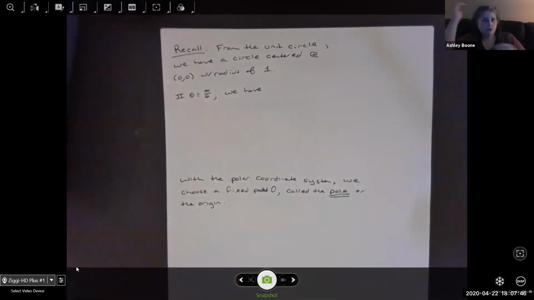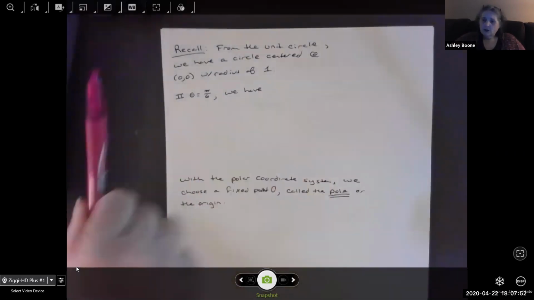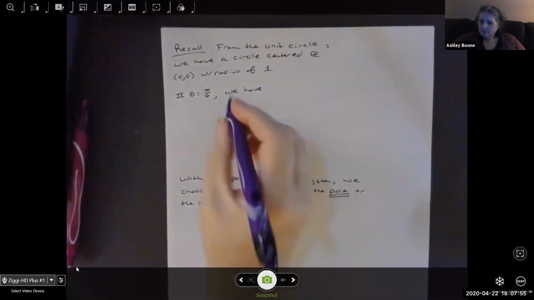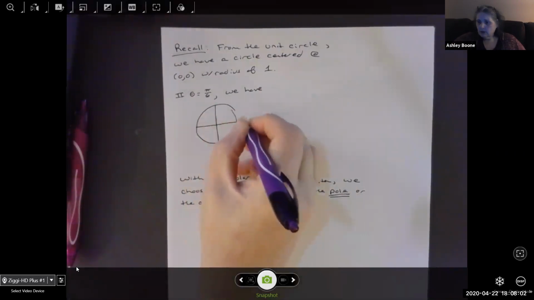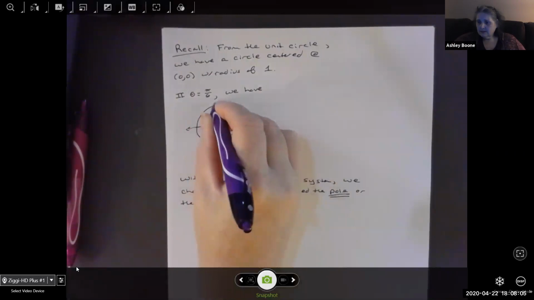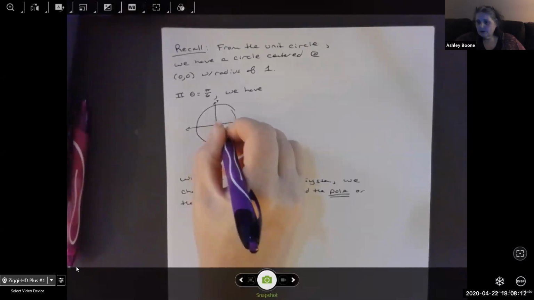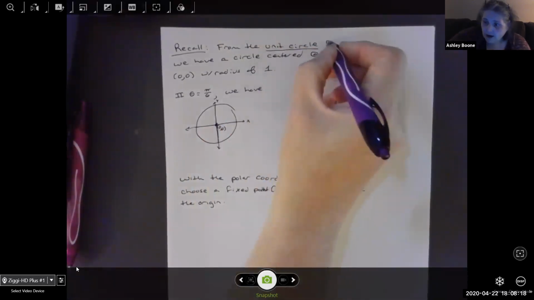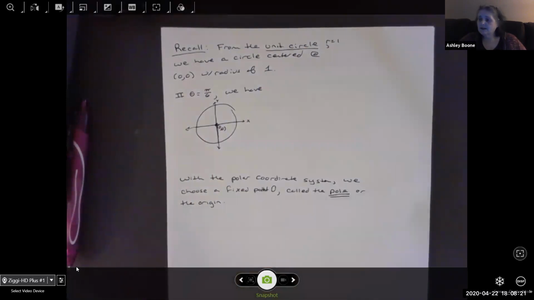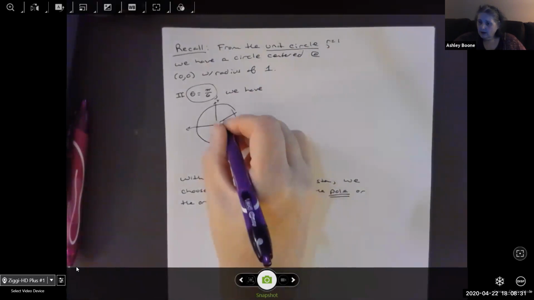Okay. From the unit circle, we know we have a circle centered at 0, 0 with a radius of 1. So if we think about this, rough sketch, I am not an artist, I am sorry. But we think about our x-axis here and our y-axis here. The unit circle is centered at the point 0, 0. And for a unit circle, the radius is equal to 1. So for example, let's consider the angle pi over 6. Pi over 6 would be this angle right here.